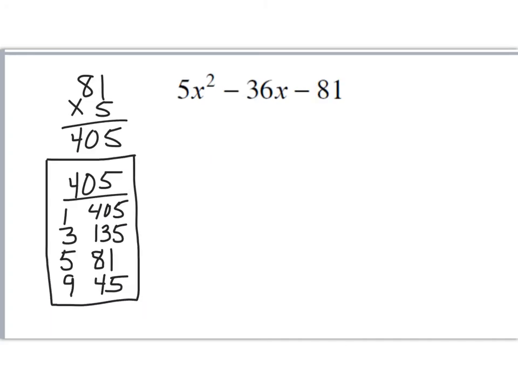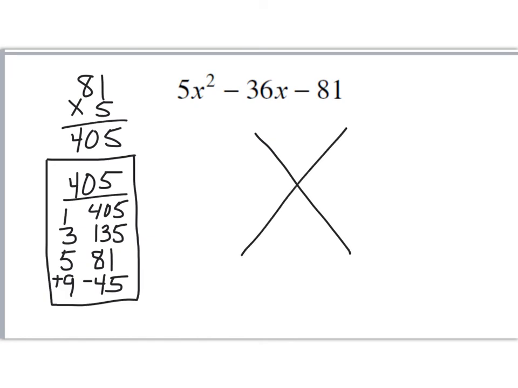All right, I've got this one started for us. I multiplied the 5 times the 81 and got 405. I knew that I was looking for numbers that would subtract to get 36, since the 81 is negative. And I stopped my box when I got the 9 and the 45, because 45 minus 9 is 36. Since 36 is negative, my 45 will be negative and my 9 will be positive. All right, here we go.